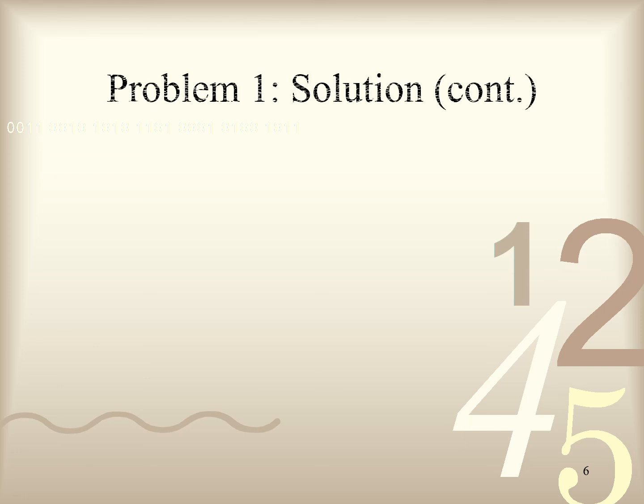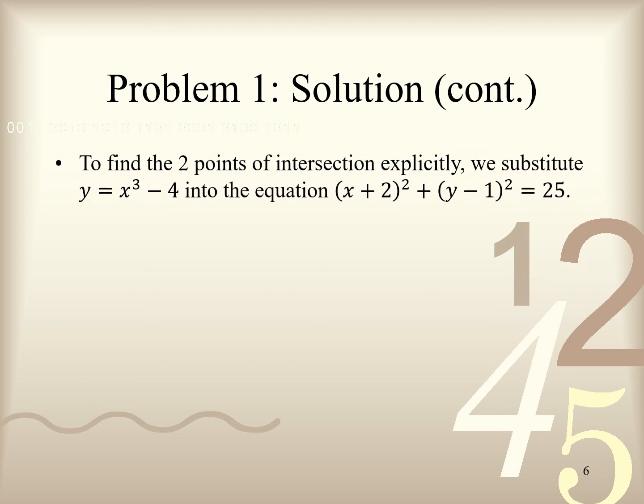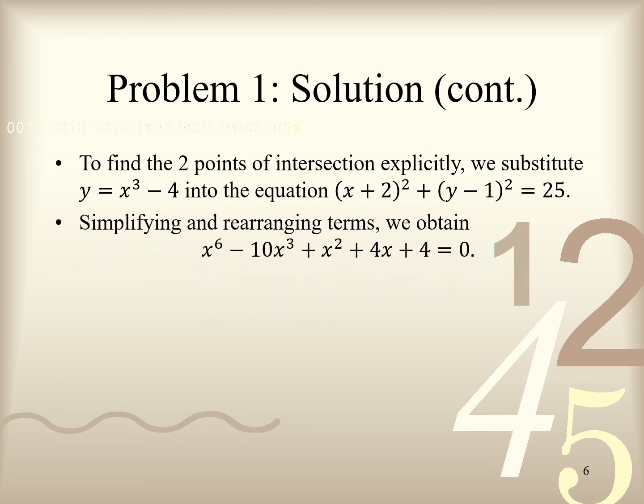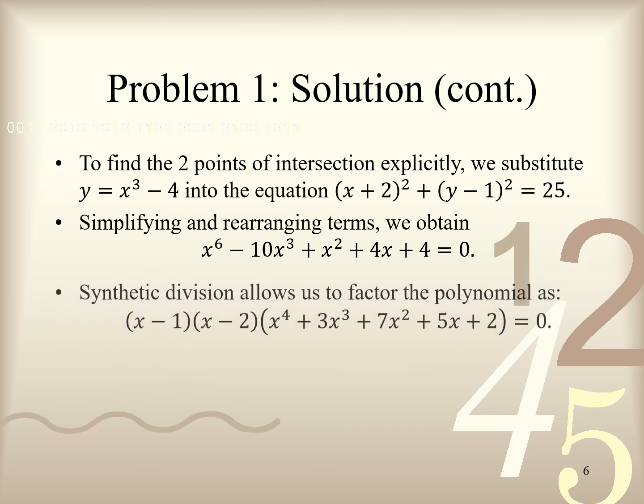Here we continue to solve problem 1. To find the 2 points of intersection in this given problem explicitly, we can start off by substituting y equals x cubed, minus 4, into the equation for the circle, which was x plus 2 whole squared plus y minus 1 whole squared equals 25. Then, after simplifying and rearranging terms, we obtain a degree 6 polynomial. x to the 6th power, minus 10x cubed, plus x squared, plus 4x plus 4 equals 0.